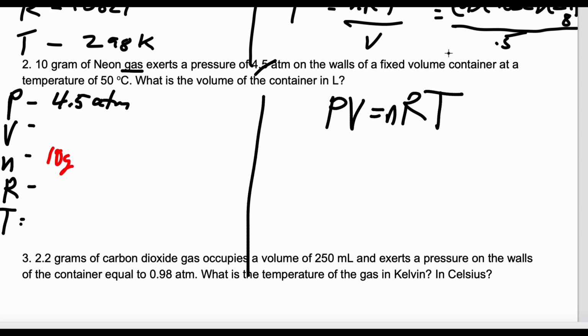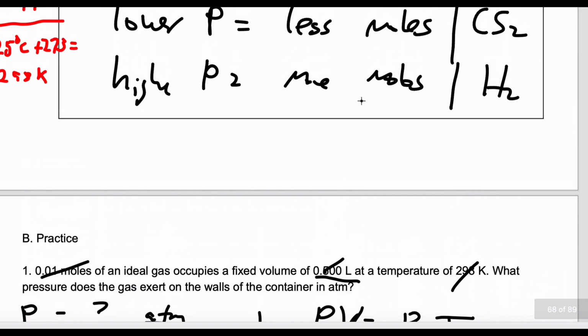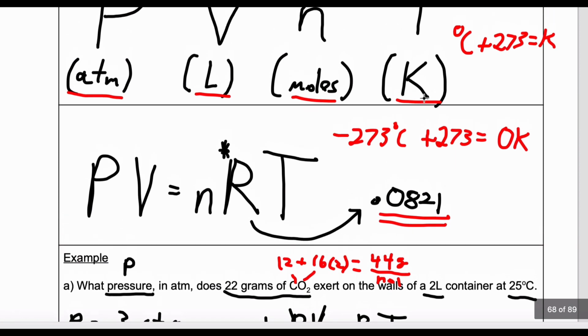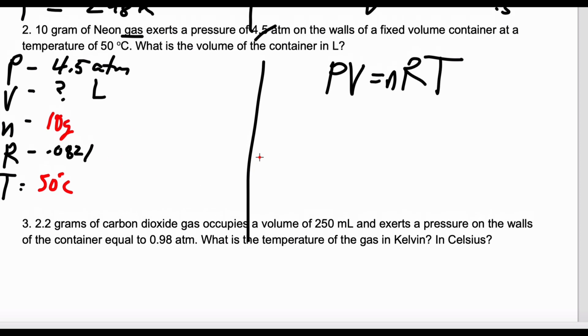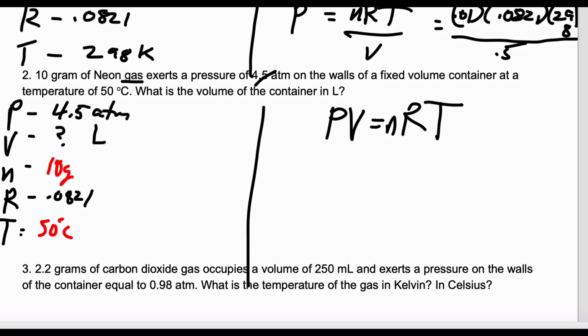Volume, that's what we're looking for in liters. We know R is 0.0821. And temperature, 50 degrees Celsius. Well, temperature is supposed to be measured in Kelvin, okay? But we're going to go ahead and put it here as 50 degrees Celsius, but I'm going to put it in red. Now, you can do this however you want. If you don't have different colors, just put a star next to it. All right, so let's do our conversions real quick. I'm going to do the conversions over here.